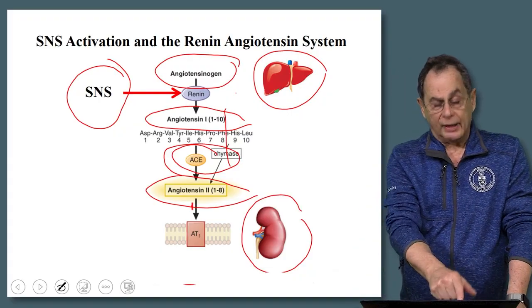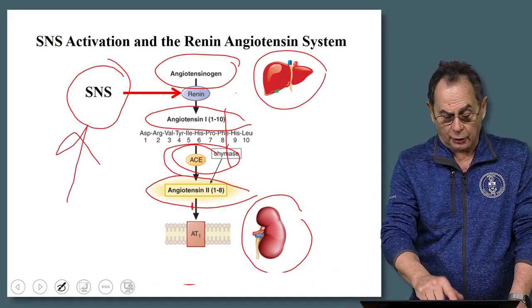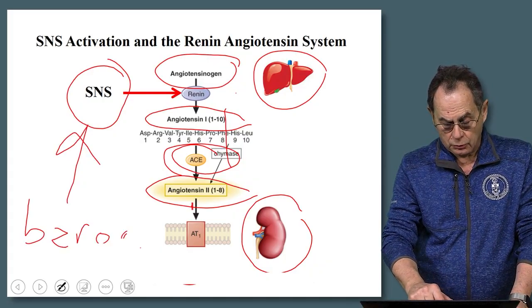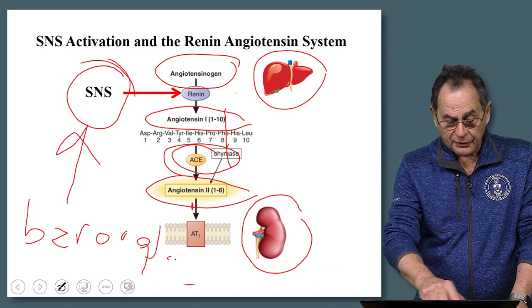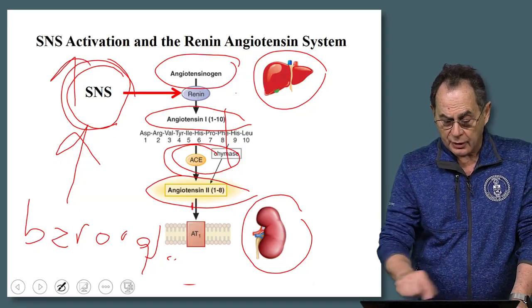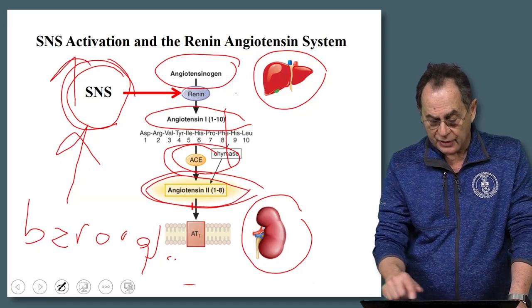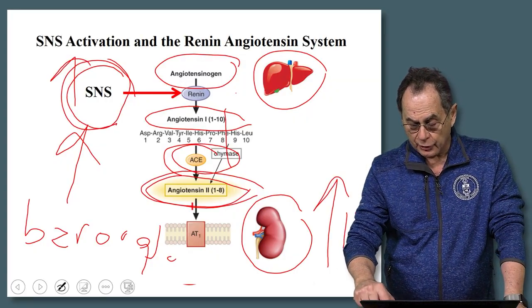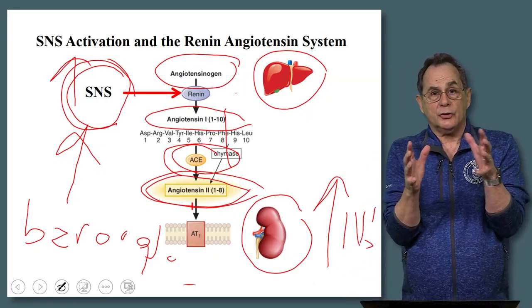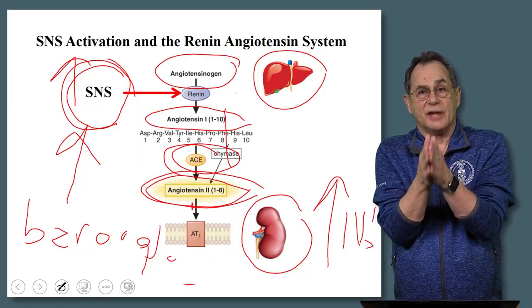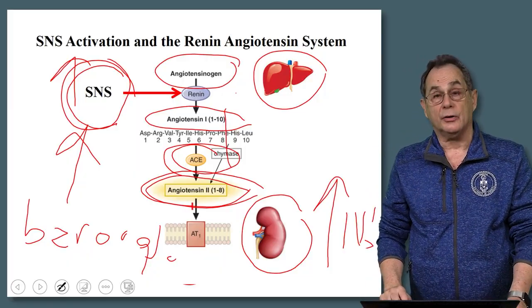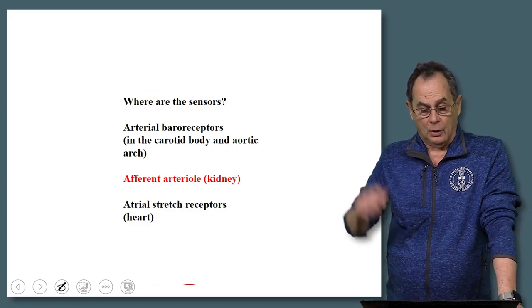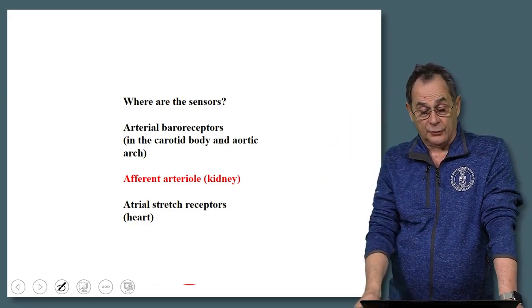So when baroreceptors in the arch of the aorta are offloaded, the sympathetic nervous system is increased, and that leads to an increase in angiotensin 2, and that leads to an increase in sodium reabsorption, trying to return you and I to that set point, and that set point of sodium balance. So, where are these other afferent arterioles?